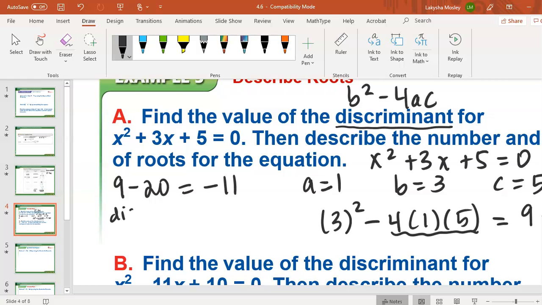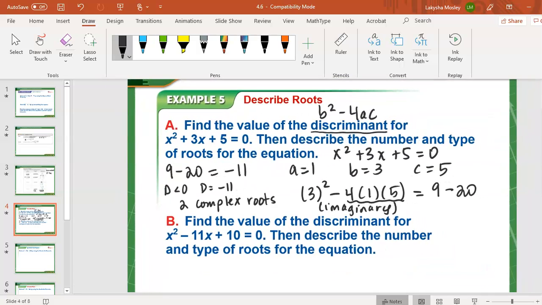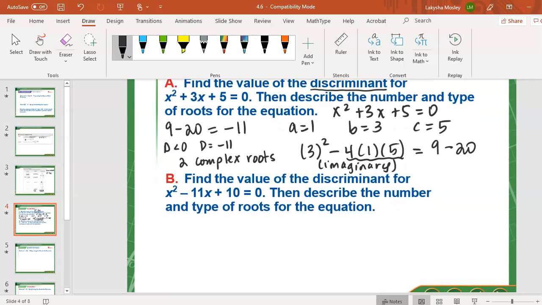discriminant, which I think they actually, check in the textbook for me, I think they just use a capital D. So instead of writing the word out, since D is less than 0, D equals negative 11, we get two complex roots. Okay, I also would tell my teacher, I just put the word imaginary somewhere. Okay, and so we have now described the type of roots. Right, let me kind of zoom out. All right, so that takes care of A. Don't be as messy as me.